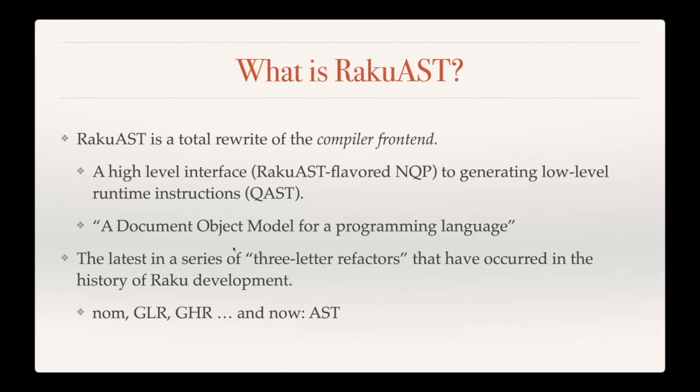I really like the way that Jonathan Worthington described AST as a document object model for a programming language, and it's also the latest in a series of three-letter refactors throughout the history of Raku. There was the new object model, or NOM, the Great List refactor, the Great Hash refactor, which fittingly, given the presence of hash, folks were a bit fuzzy on the details of. And now the AST, or Abstract Syntax Tree, or fully titled RakuAST refactor.